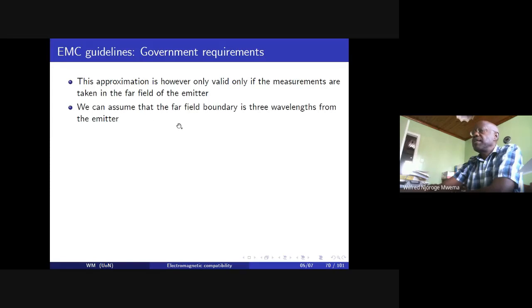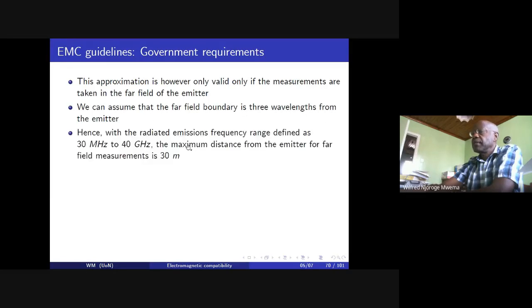So we can assume that the far field boundary is 3 wavelengths from the emitter. Hence, with the radiated emission frequency range defined as 30 megahertz to 40 gigahertz, the maximum distance from the emitter for a far field measurement must be 30 meters. Rarely will you get a room that is 30 meters wide. You can do this in the open field, but indoors it's usually impossible.